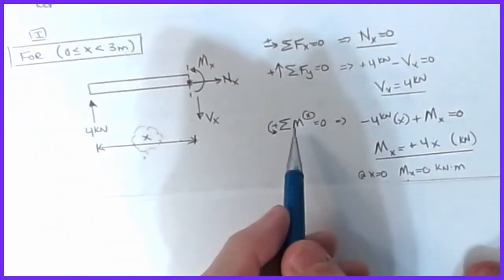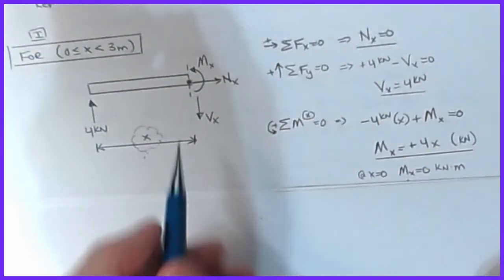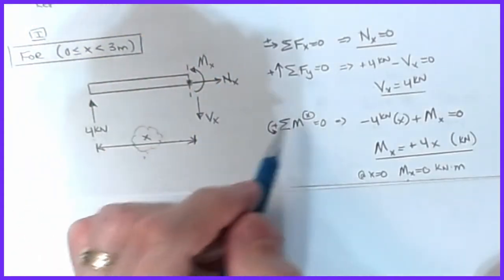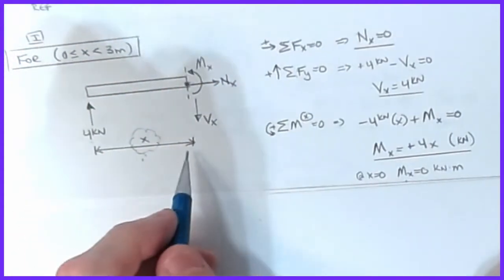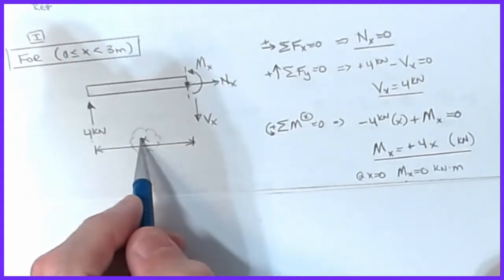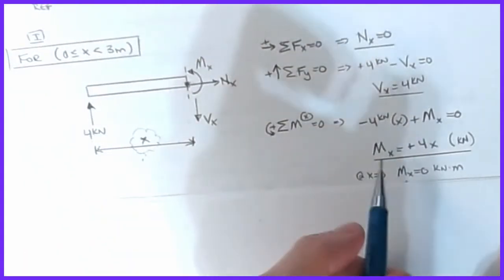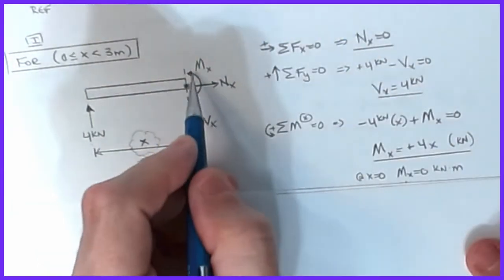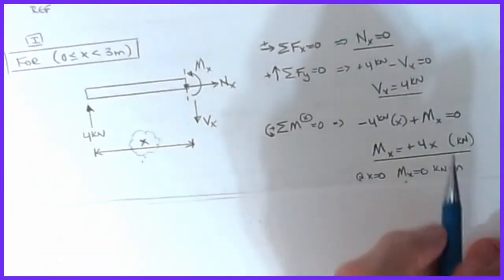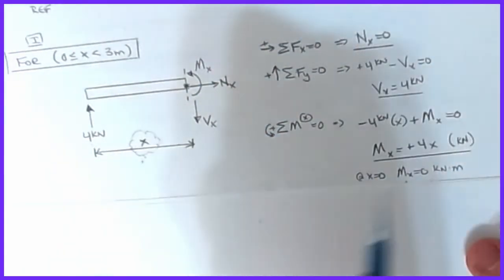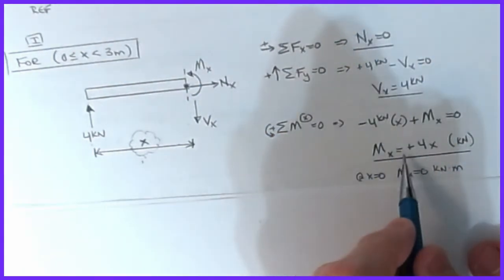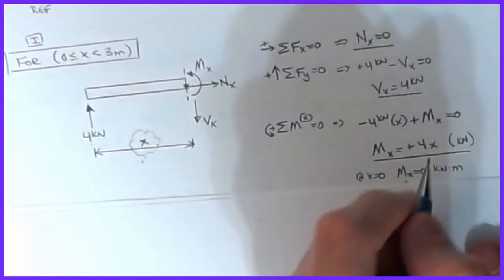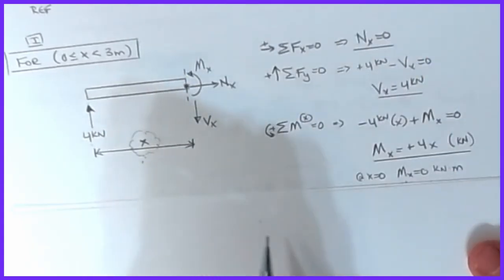Now for the moment equation, it's going to be minus 4, which is the reaction. It's minus because I'm going clockwise, and I assume counterclockwise positive again. And the distance to the 4 is this X parameter. So that gets me a minus 4x, and then I get the concentrated effect of the internal moment at that location, plus Mx equals 0. So my equation now is Mx is equal to plus 4 times x, where x is in meters, and the 4 has kilonewton units.